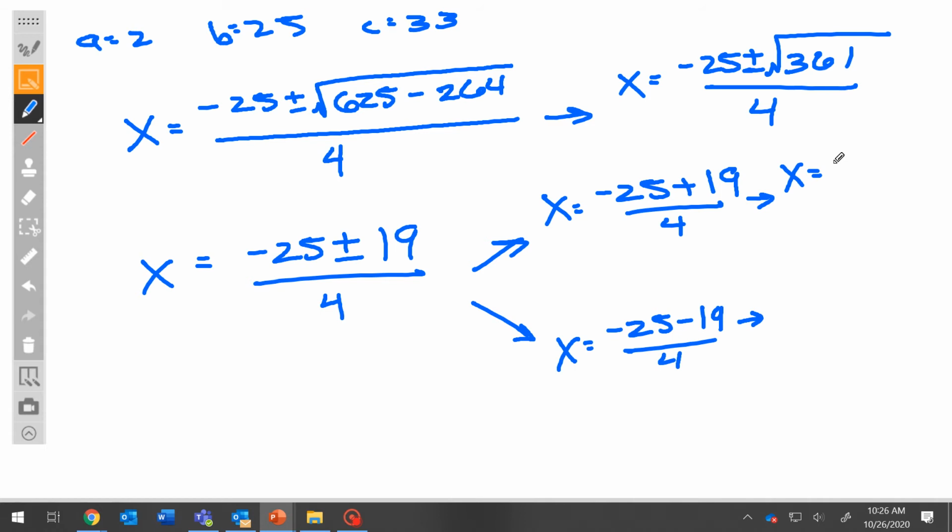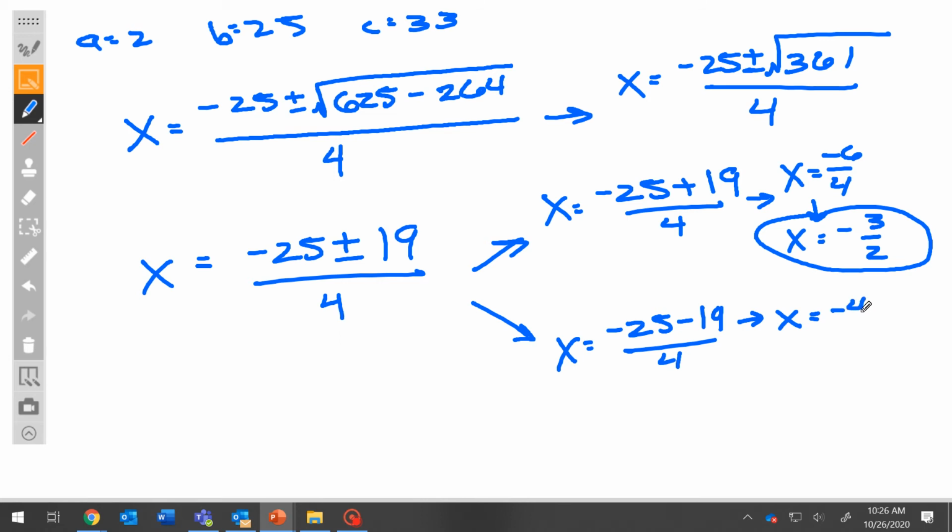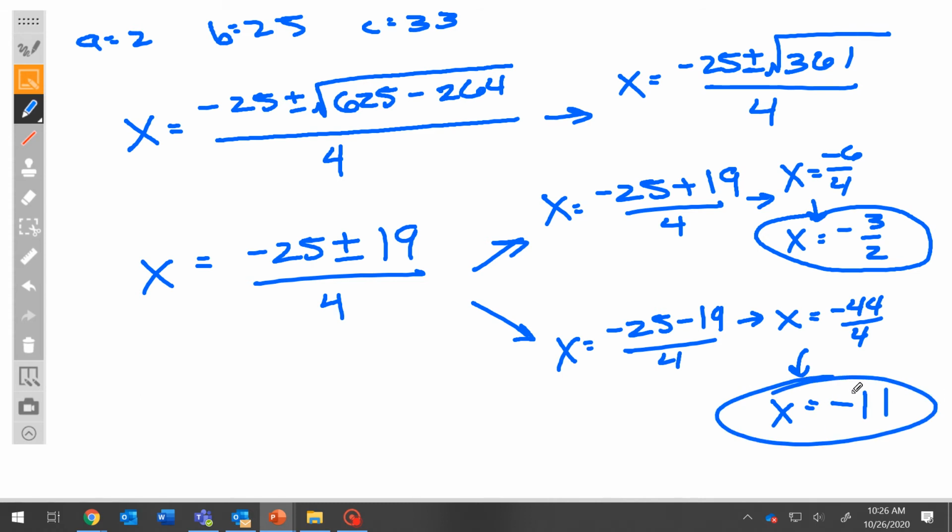So negative 25 plus 19 is negative 6. So you get negative 6 over 4, which reduces to negative 3 over 2. So our first solution is negative 3 over 2. Our second solution is negative 44 over 4, and that also reduces to negative 11. So our two solutions are negative 3 over 2 and negative 11.